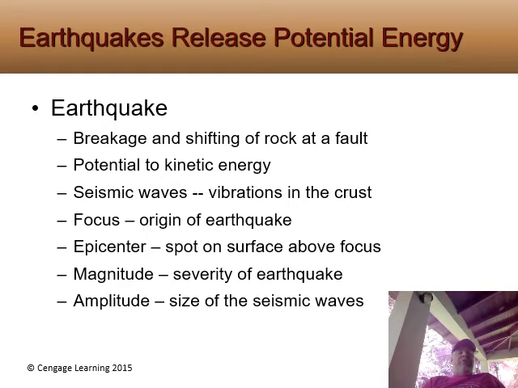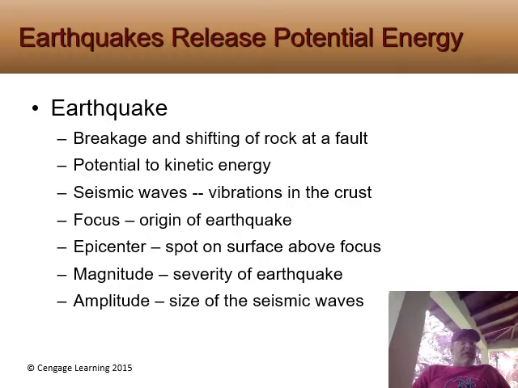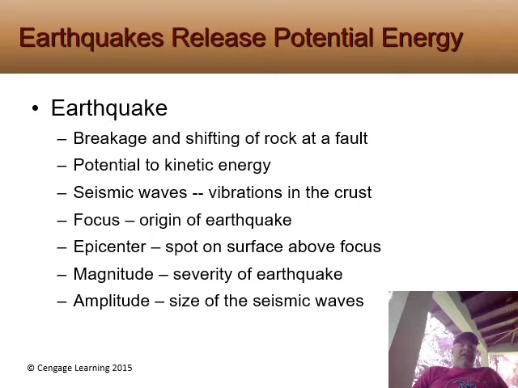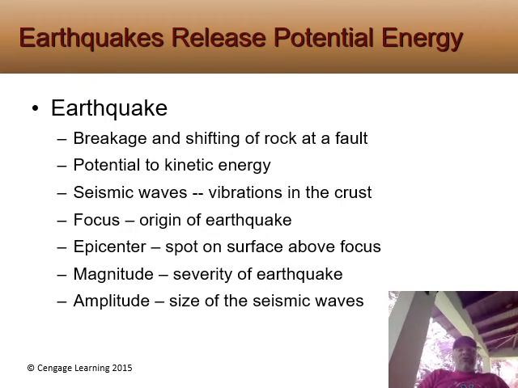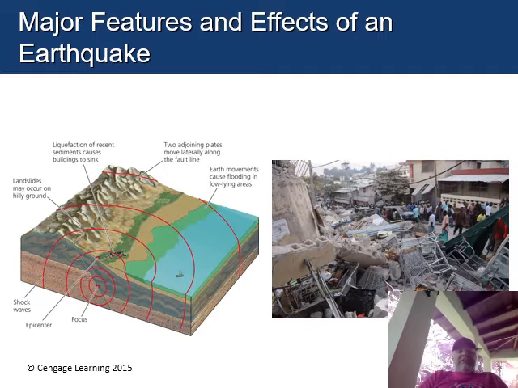Now, the amount of energy that's released is going to determine the magnitude or the amplitude of the seismic waves. And of course, magnitude is going to be a way to measure severity of an earthquake. We can look at this in a couple of different ways. We'll talk about this in a moment. And amplitude is the size of the seismic waves. They're not always going to be directly correlated, that is magnitude and amplitude, but there is a correlation for sure. But there are other factors that can affect magnitude other than just amplitude. All right, so that's a little bit of general info about earthquakes. That's going to help us to understand the next slide a little bit more.